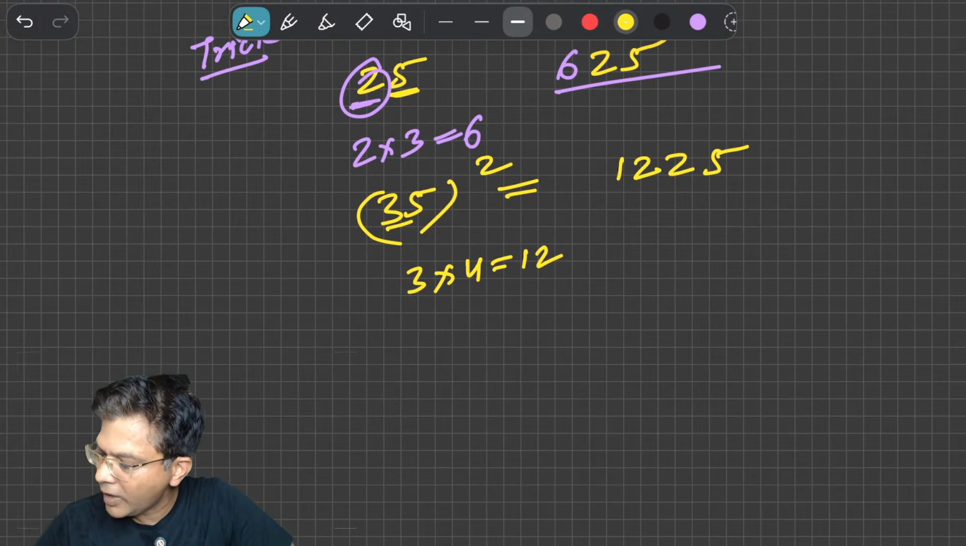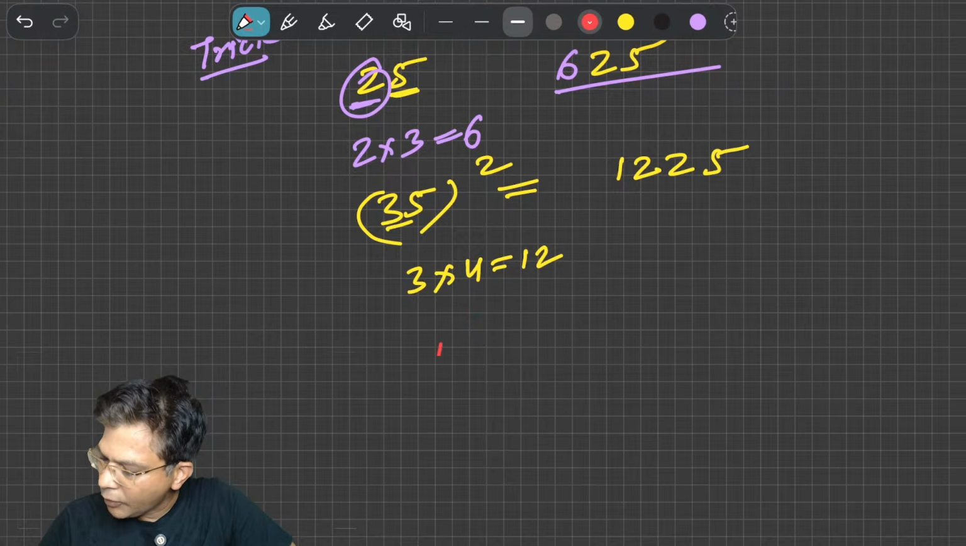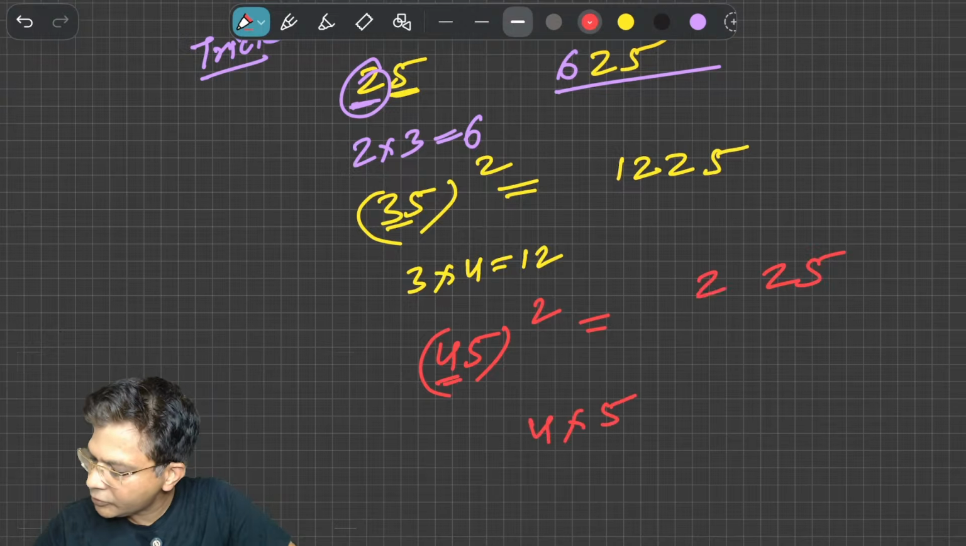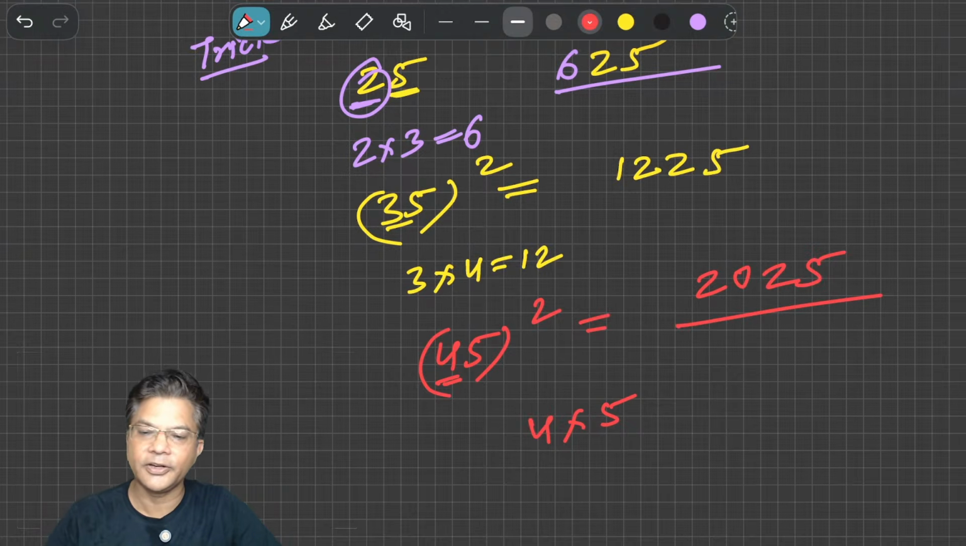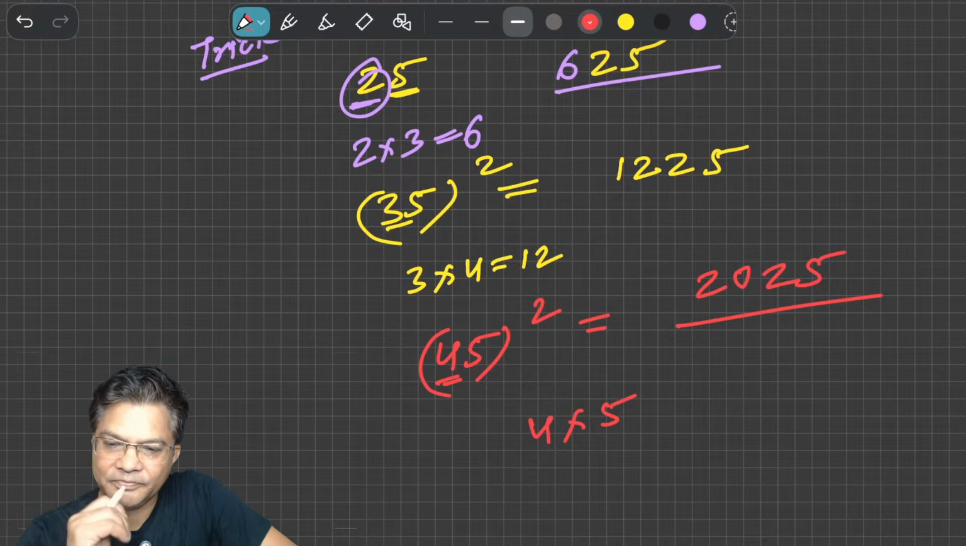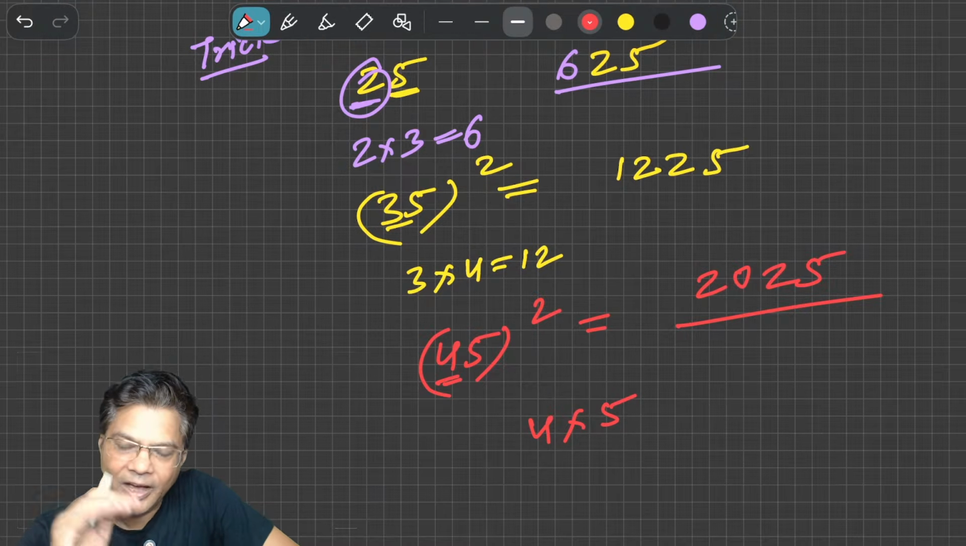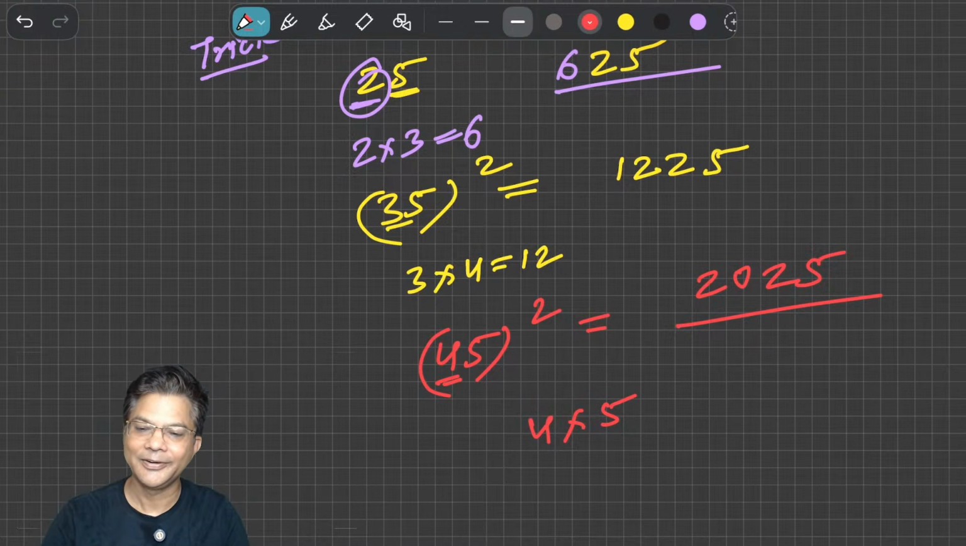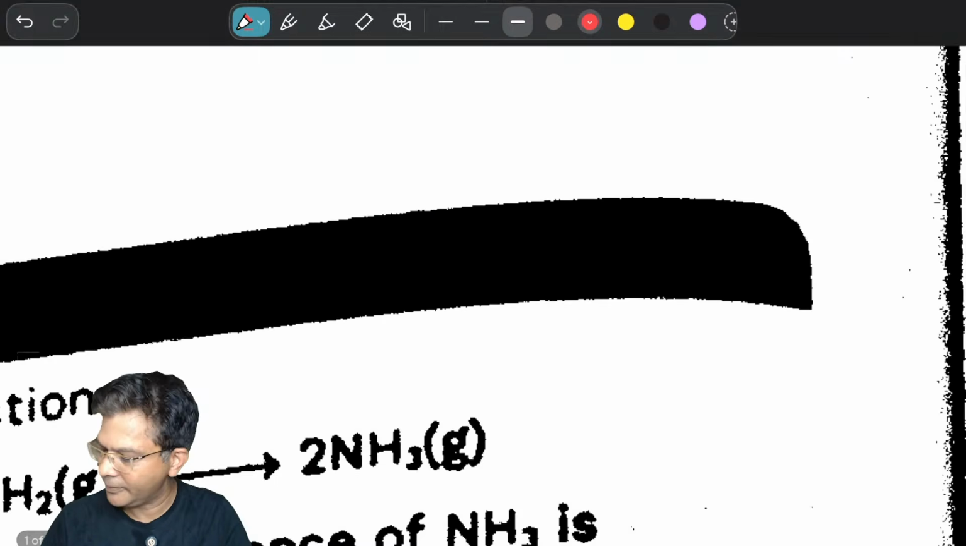If I say square of 45, so 5 5s are 25 and the next number of 4, 4 5s are 20. So 2025. Got it, the trick, everyone? Baba is genius in maths. Are you getting my point? If you know these tricks, you can do anything. How many of you got it? Okay. Now see kids, let me come back.